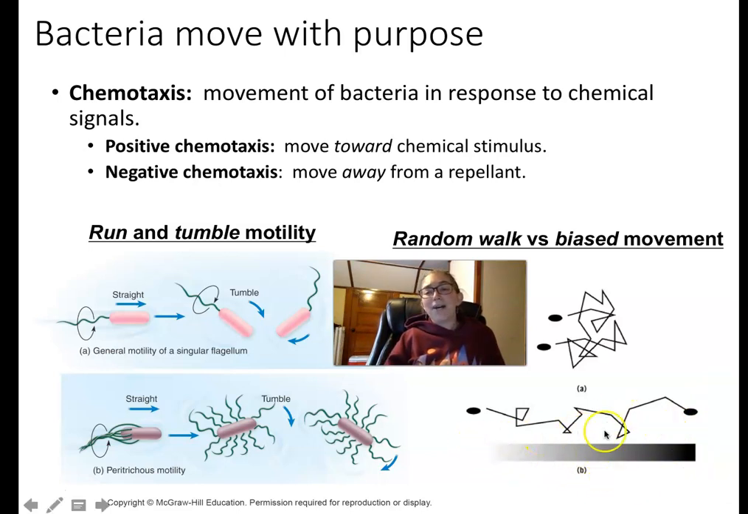So we call that positive chemotaxis because you're moving towards something. But if this black area actually represented a toxin, something the bacteria wants to get away from, it would do the same thing but in the opposite direction. So we see this in bacteria in culture. If you have a culture of bacteria and you put a little drop of sugar on one end, the bacteria will collectively move through this run and tumble technique. And if you put a toxin on one end, they will move to the other side.